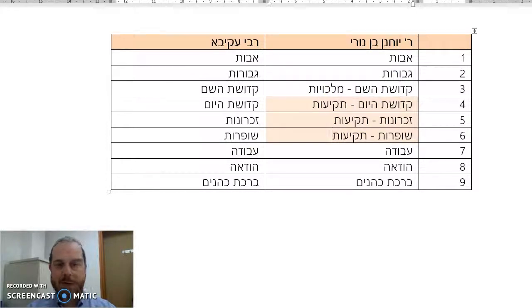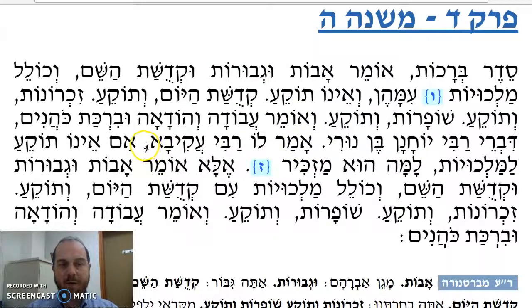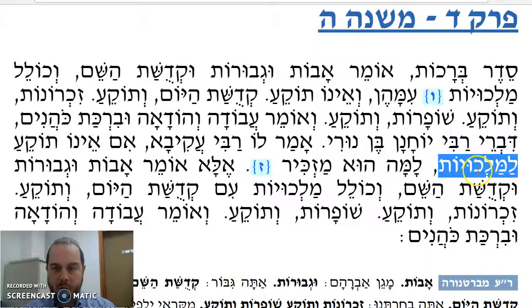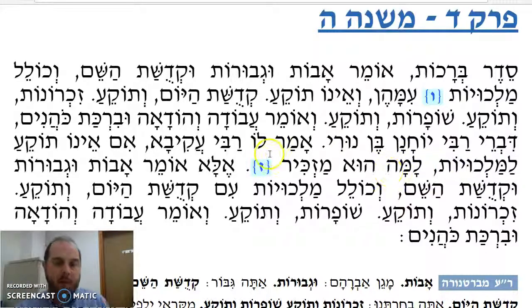Let's go to Rabbi Akiva. Amar Rabbi Akiva, said Rabbi Akiva, im ein tokea malchiyot lama hu mazkir. Remember, we think this is so normal, but according to the Tanna Kamma, there was no blowing the shofar with malchiyot because he did it in the first three brachot. So he says, if you don't have tkiyot in malchiyot, the whole point of being hamamlich et Hashem, one of the ways we acknowledge God's kingdom is we blow the shofar, here comes the king, like the trumpets. So if you're not going to blow malchiyot, then why mention them?